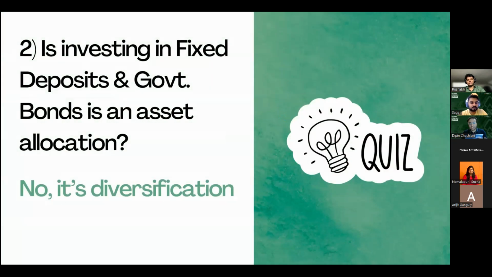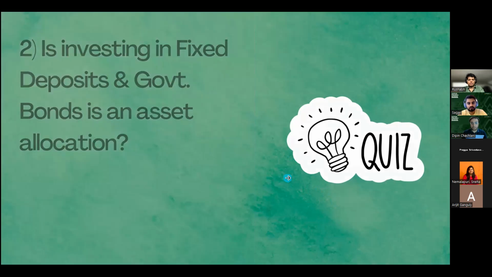So no, it's diversification. It's a diversification amongst the debt instruments. So let's say if you have bought 30 rupees ka total debt, usme se some part is of FDs and some part is of government bonds, right? So that's a part of a diversification.